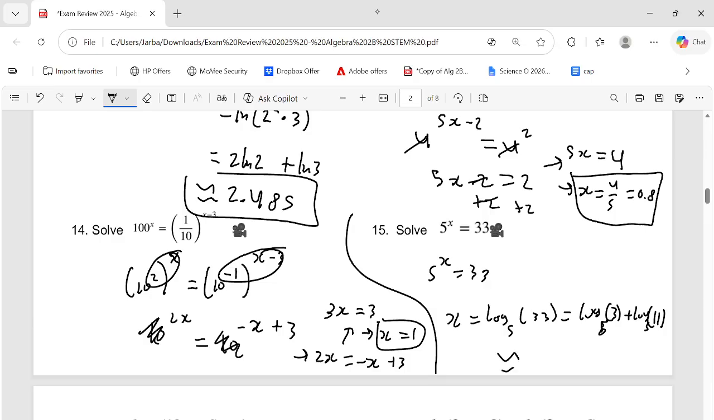Either way, if we want to give an approximation for that, if you're doing your calculator, use change of base, that's log 33 over log 5. I get about 2.173.